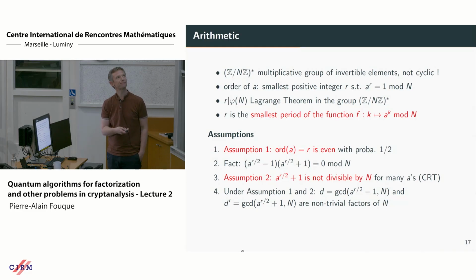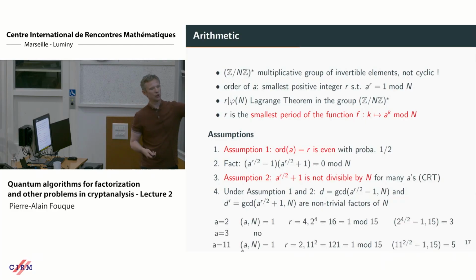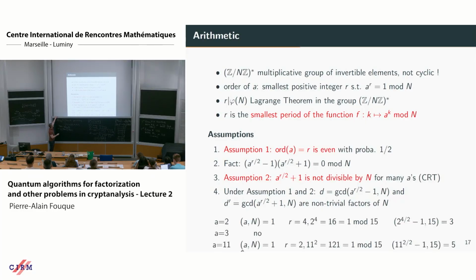So here I just show you exactly what happened. I can use 2 because the order of 2 is 4. I have 2 to the power 4 is 16, and it will be 1 mod 15. And the other, I don't remember. So I can also have 11 because the order is 2. The other solutions will not be interesting for me because the order will not be 2.